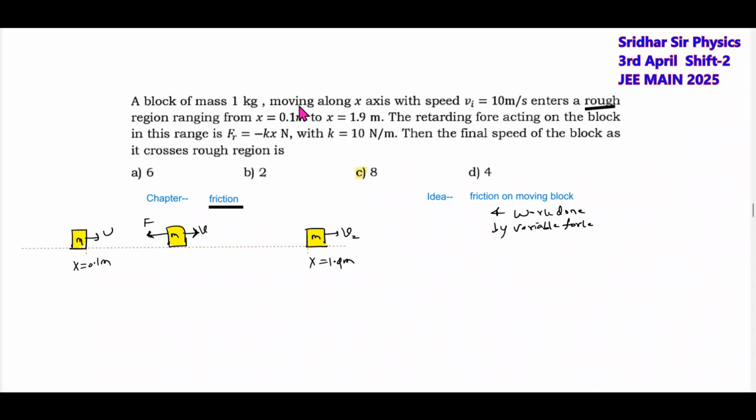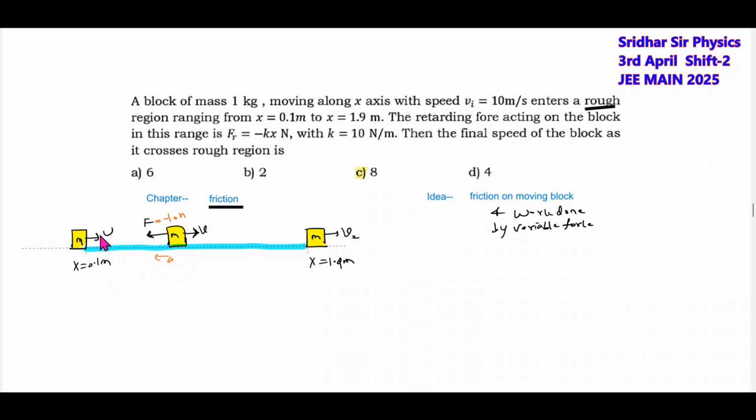A block of mass 1 kg moving along the x-axis with speed 10 meter per second enters a rough region ranging from 0.1 meter to 1.9 meter. The retarding force acting on the block is F equal to minus kx, with k equal to 10. Find the final speed of the block as it crosses the rough region. This region is rough, and the force is proportional to minus 10x. Yes, the body will undergo retardation.